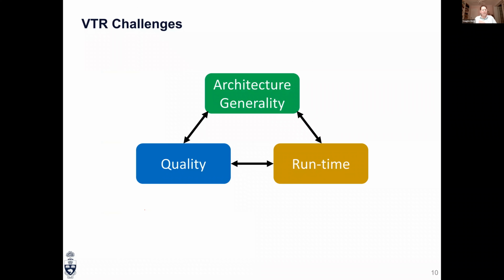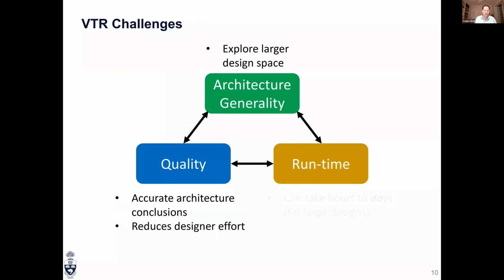Okay, so what are the challenges with that flow? We're kind of trying to achieve three things. Architecture generality, so we can easily change the architecture. We also would like high quality, and we would like to have fast run times. So can we actually have all three of those things? And each one of those is a significant challenge.